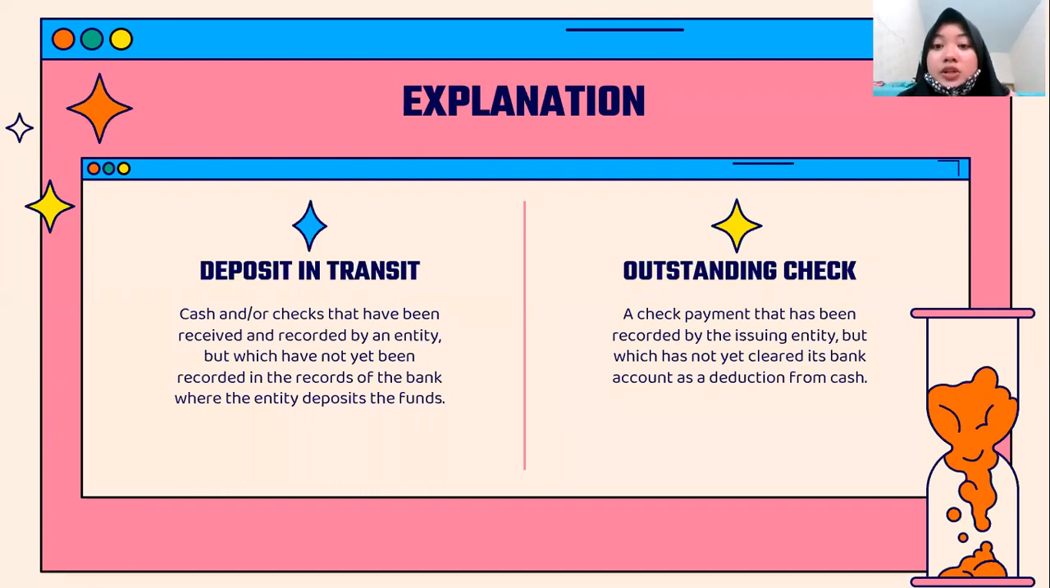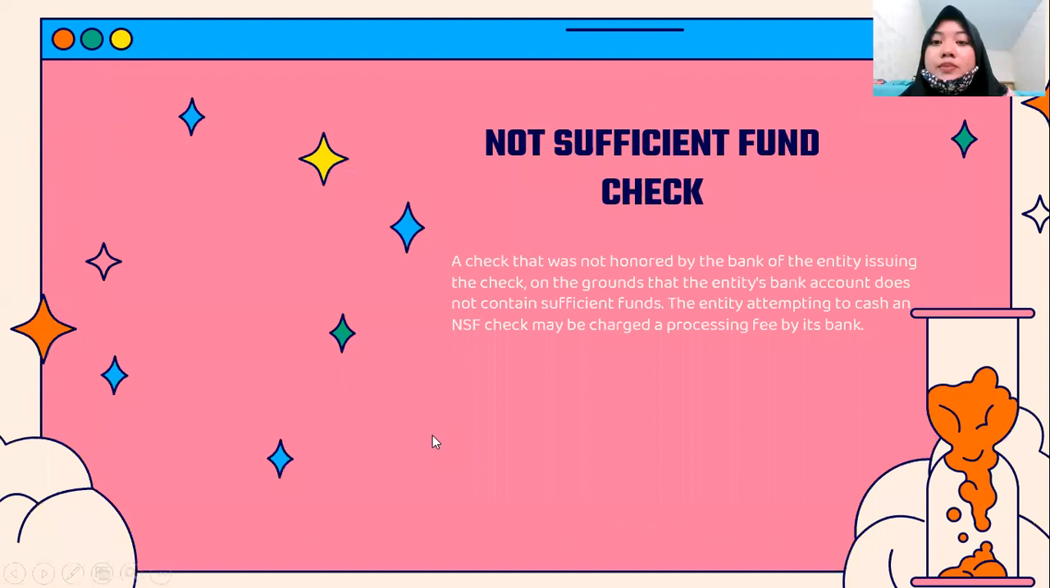Then the explanation of outstanding check is a check payment that has been recorded by the issuing entity but which has not yet cleared its bank account as a deduction from cash. And the explanation of not sufficient fund check is a check that was not honored by the bank of the entity issuing the check on the grounds that the entity's bank account does not contain sufficient funds. The entity attempting to cash an NSF check may be charged a processing fee by its bank.